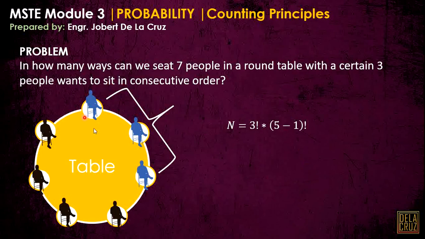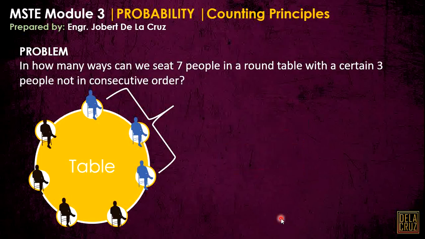Ito is counted as 1 group. Kaya, 1, 2, 3, 4, 5. So, ito yung formula. But of course, we should arrange these 3, yung isang group dito, initially, 3 factorial. Okay, ito yung gagawin nyo. Pag may group, uunahin mo yung nasa group, 3 factorial. Then, i-count natin sila as 1. Then, we will do the formula of the round table. Okay? And that is 144 ways.